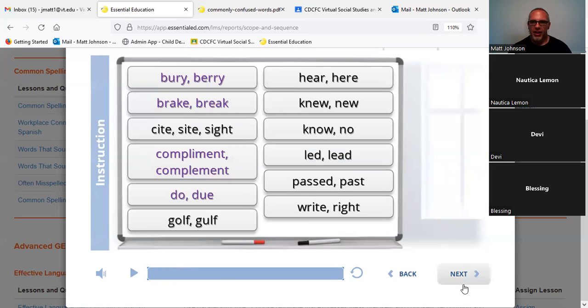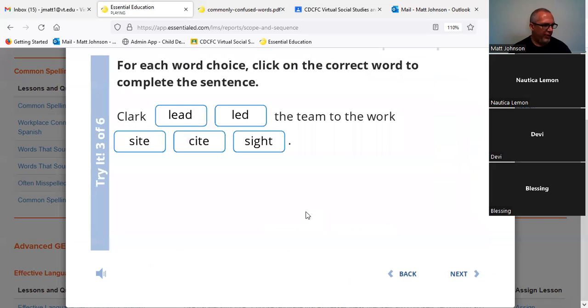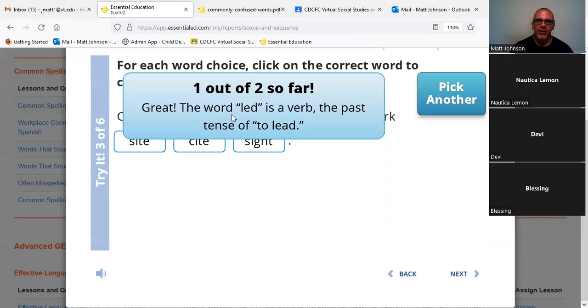Okay, so let's see what we have here. Try identifying the right word. For each word choice, click on the correct word to complete the sentence. Yeah, so perfect, right? So Clark led the team to the work site. So, yeah, we have led, L-E-D. Great. Past tense of lead. Verb. The past tense of to lead.